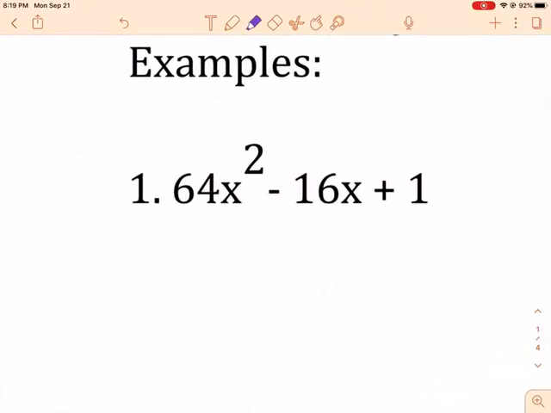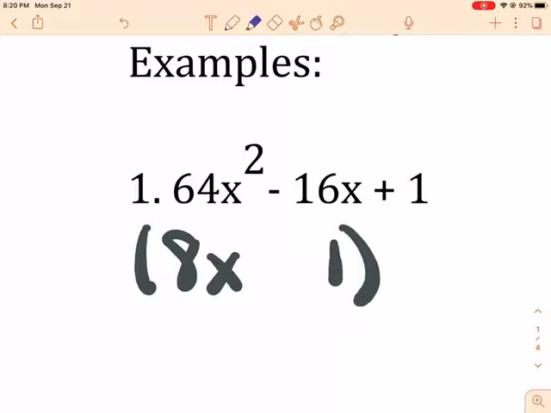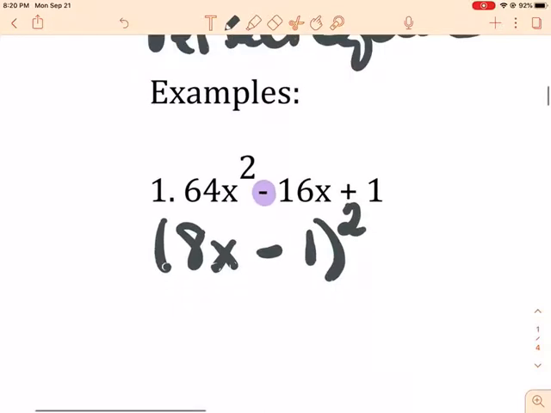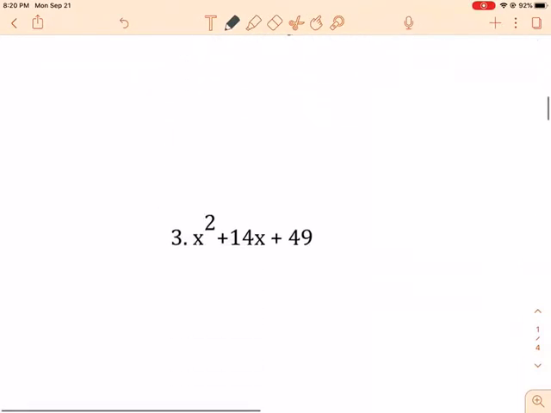So is this a perfect square trinomial? Is 64 a perfect square? Yes. Is 1 a perfect square? Yes. Is 16 2 times their square roots? The answer is yes. So we can factor it using that idea of just square rooting the first term, square rooting the last, and keeping the sign of the bx term, quantity squared. Okay, let's try this one.